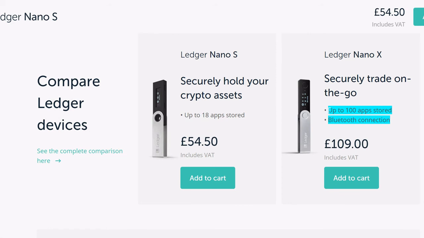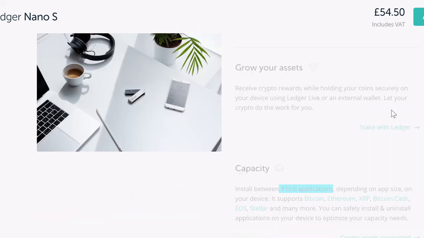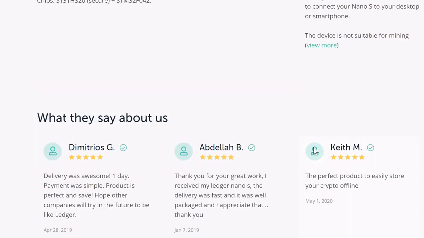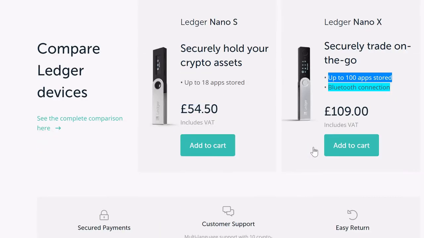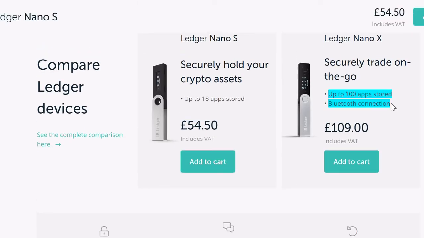Ledger Nano X can store up to 100 apps. Obviously, that's much more than the 3 to 6 applications that the Ledger Nano S currently has. And one of the key things that make this quite attractive as well is the Bluetooth connection. So you can access your balance from anywhere, you can keep your private keys safe, and you can pretty much use it on the go. The screen is bigger, etc. So in my opinion, if you can afford it, this one would obviously be a good thing for protection.